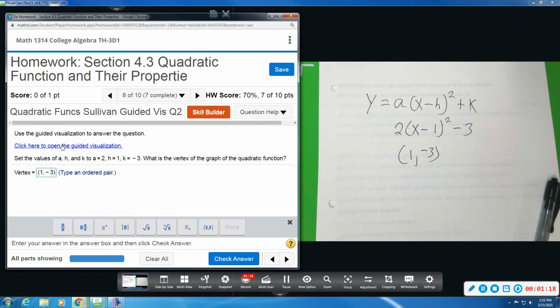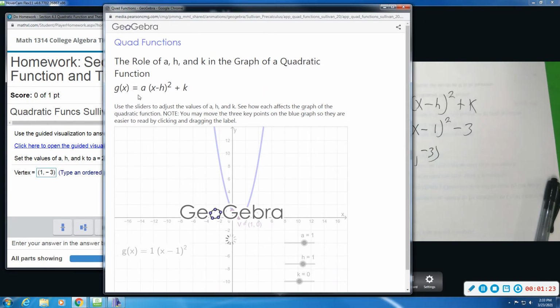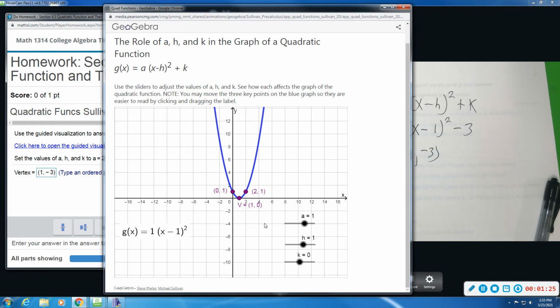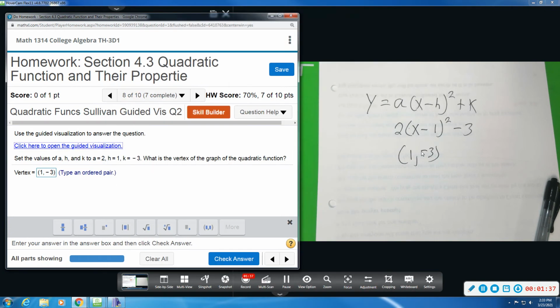Now if you did do the visualization, popped up on the other screen, it just gives you this. You can plug in A, you just drag it over to be 2, K is 1, I'm sorry, H is 1, and K is -3. And it just shows you right there, 1, -3. So it's the same thing by hand, or you can plug it in.